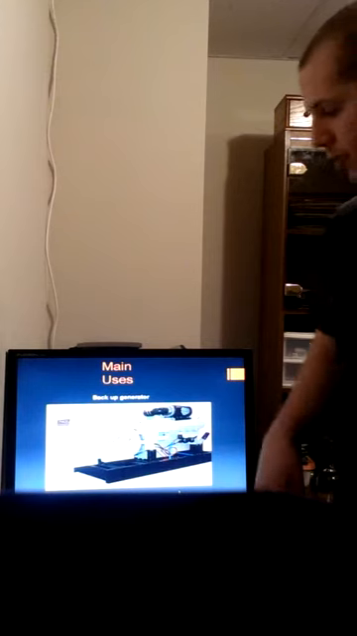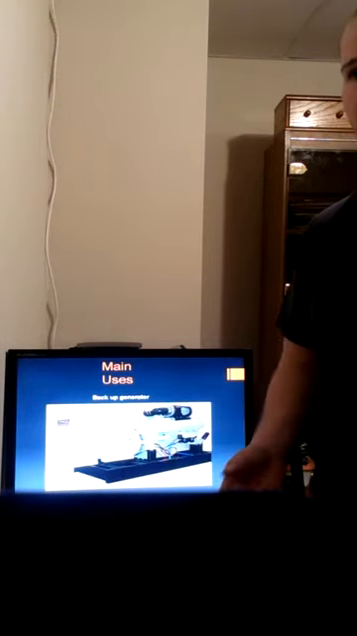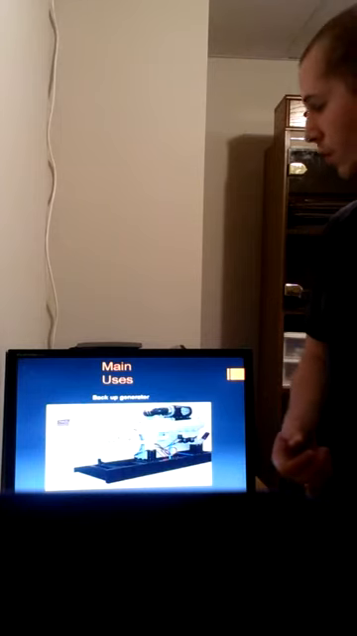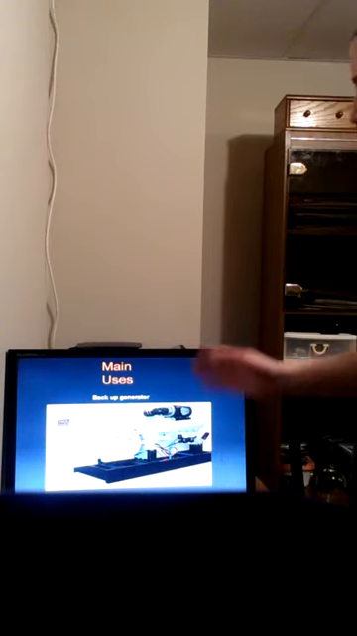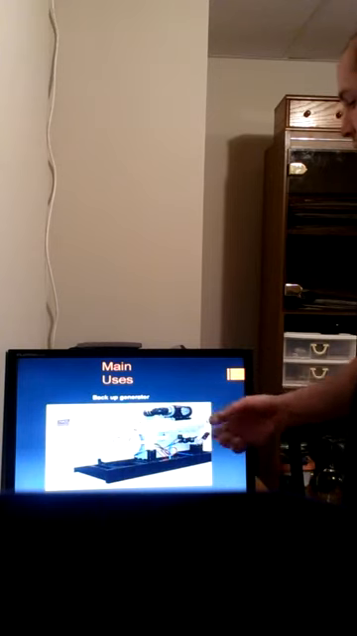Main uses of an internal combustion engine, primarily, obviously, they're generally used to drive vehicles. They do have a few other uses. Generally, the main one would be a diesel engine driving an alternator or a backup generator.